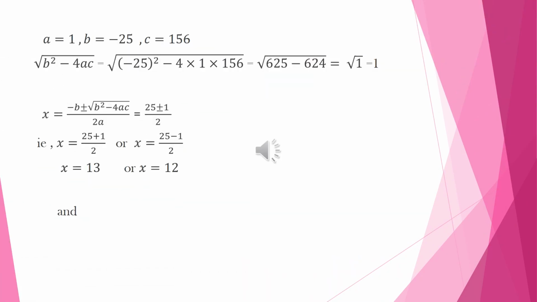Here a is equal to 1, b is equal to -25, c is equal to 156. Finding the discriminant and taking the square root of the discriminant, we can find it is root 1 is equal to 1. Applying in the quadratic formula, we can see 25 plus or minus 1 by 2, which is equal to 13 and 12. That means if the mark for Shefali in maths is equal to 13, then her mark in English will be 30 minus 13, which is equal to 17. Similarly, if the mark is equal to 12, then her mark in English will become 30 minus 12 equal to 18.